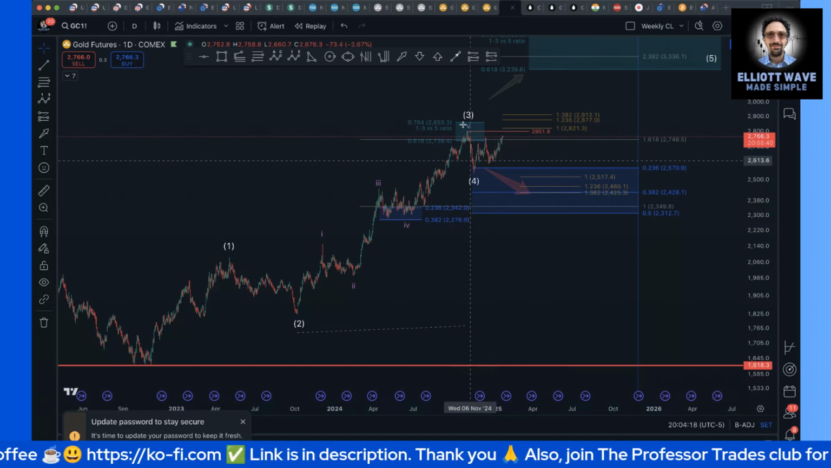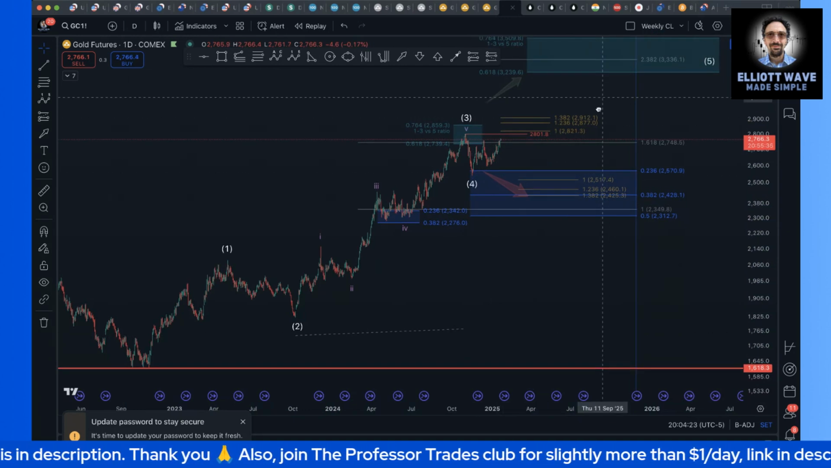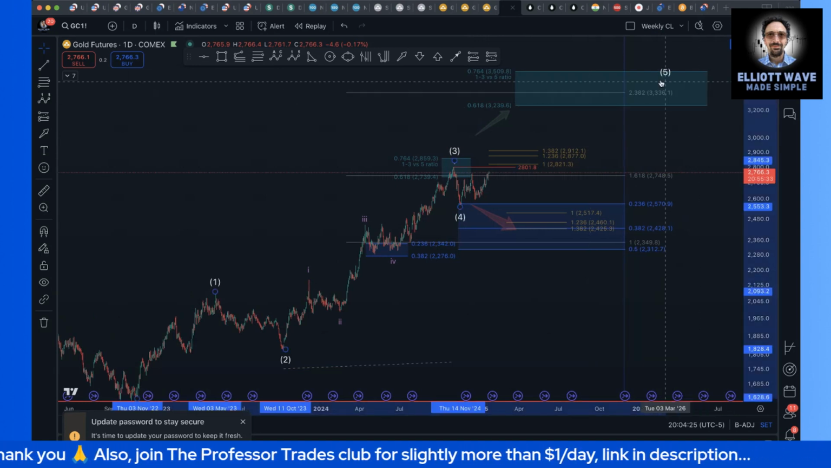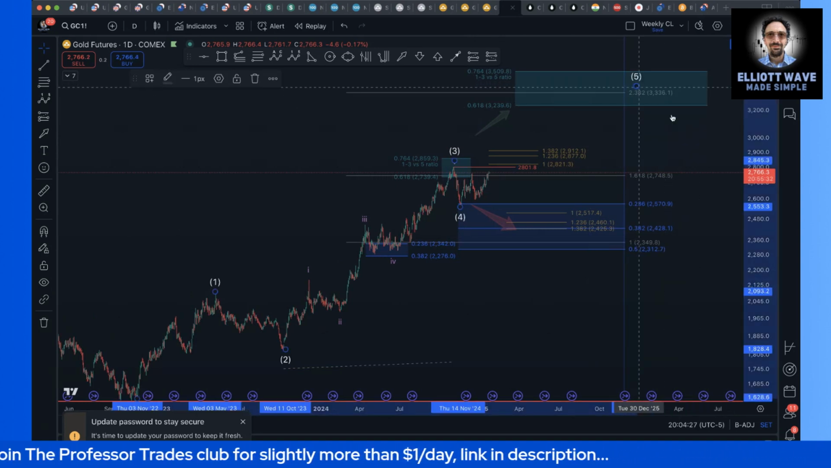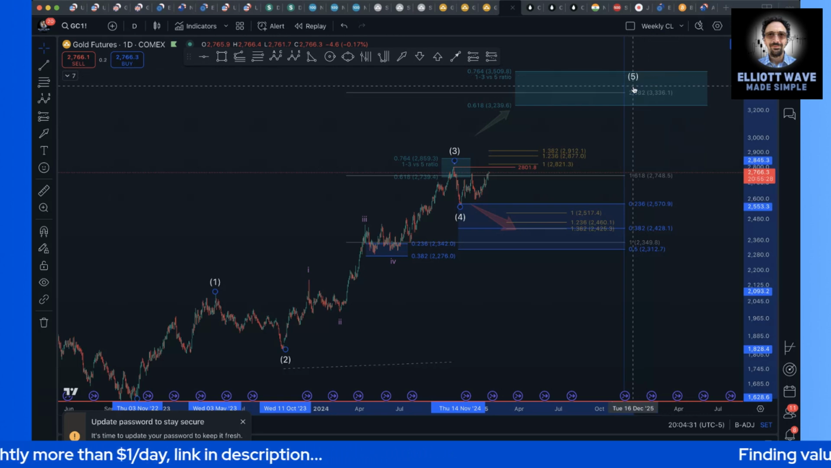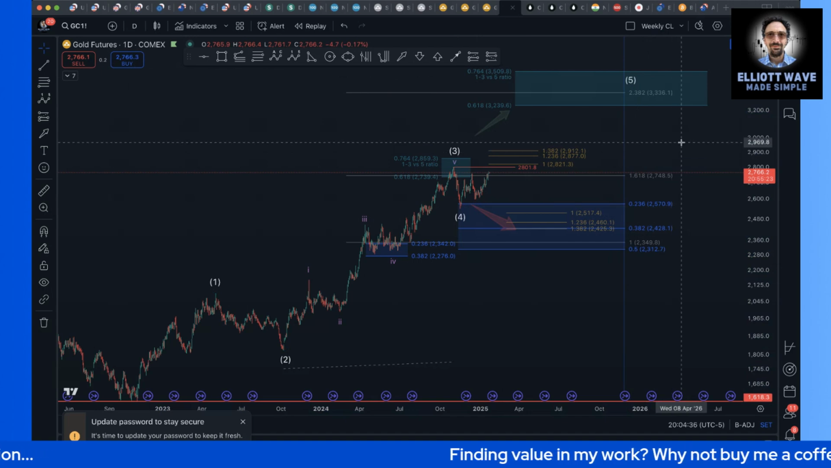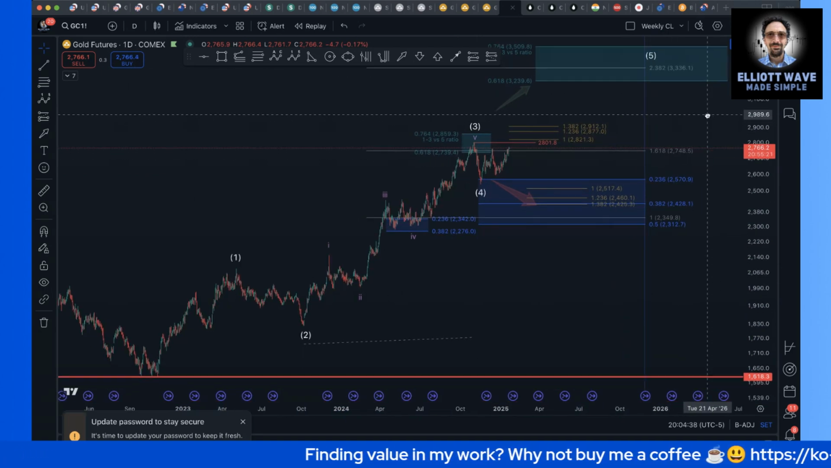Could it be a wave 4? Could this be done, and we are now going up to finish off this wildly bullish structure to come way up here and get above 3,200 an ounce for gold? Is it possible? Yes, of course. How likely is it? I think it is less likely. Doesn't mean it won't happen.